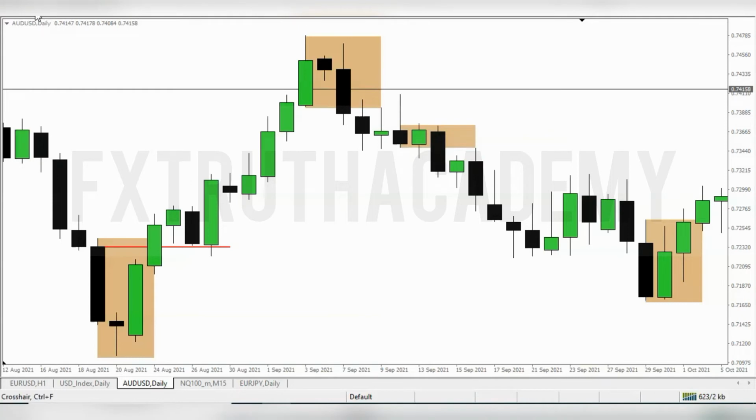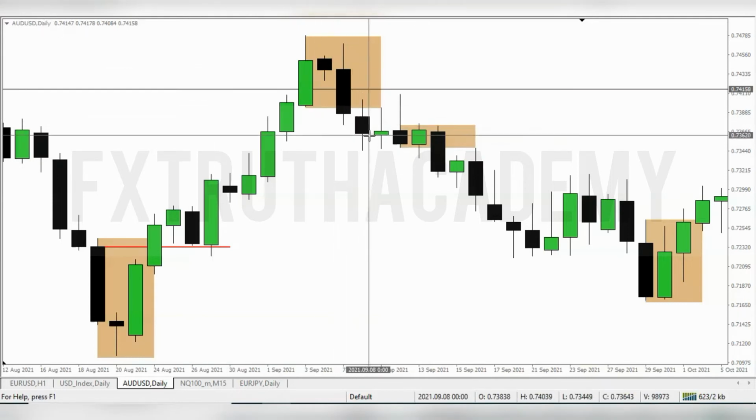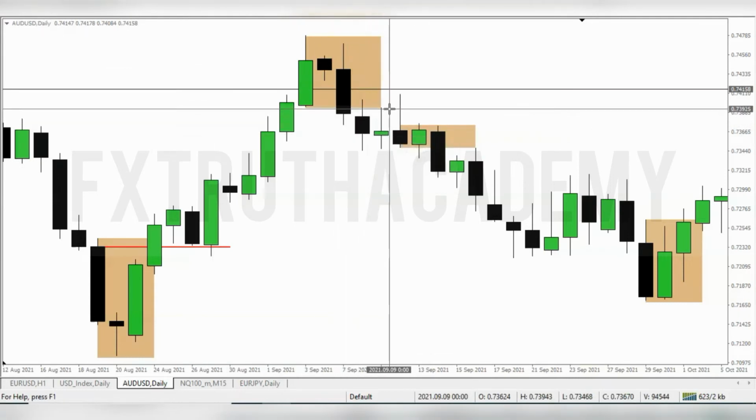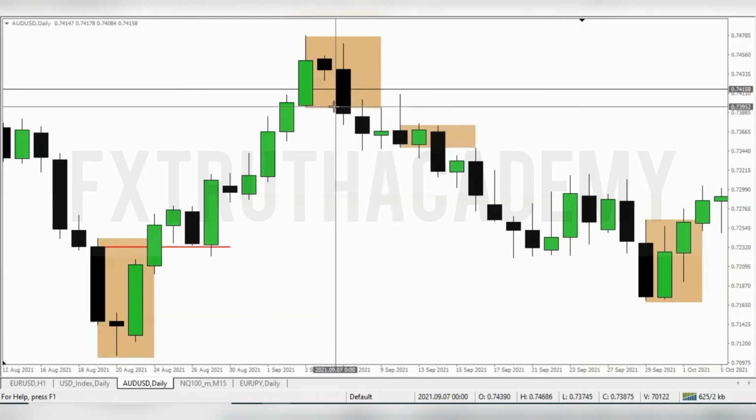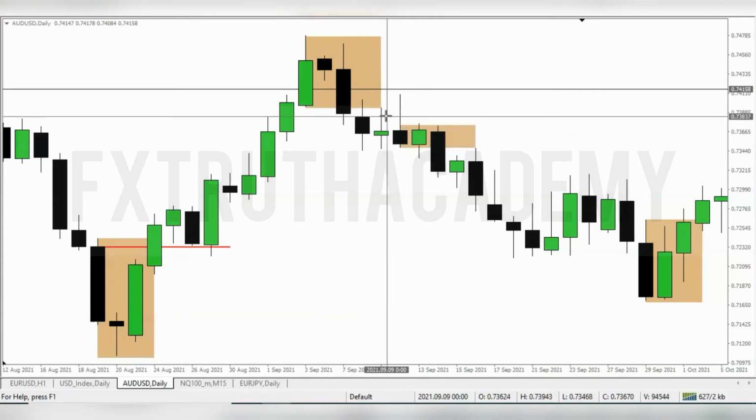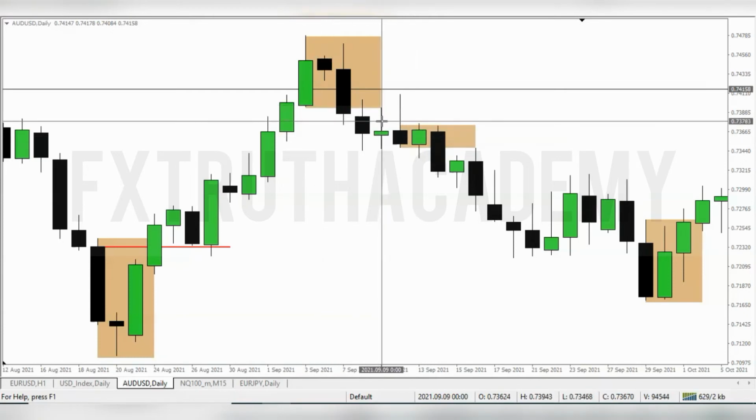So immediately after that, what do we see? We saw price retrade. Even on this bullish candlestick, we saw it retrade into here, and it didn't actually hit either the low or the open price. So this is not what we are looking for.